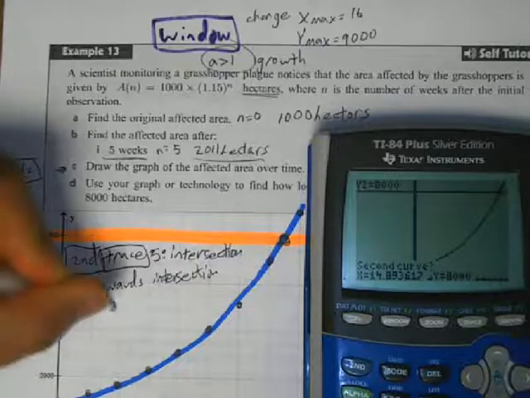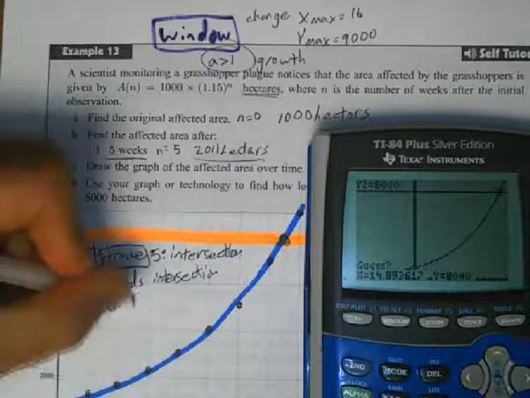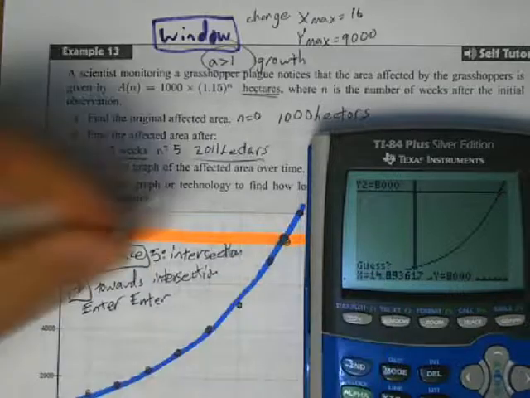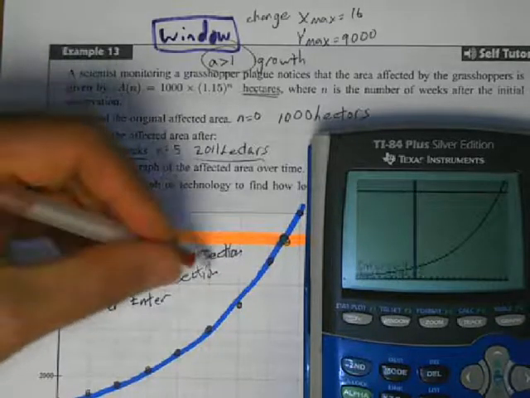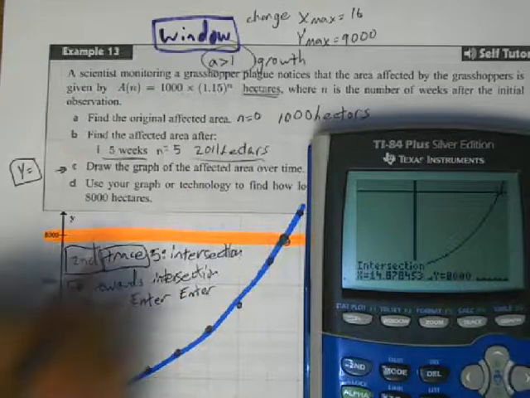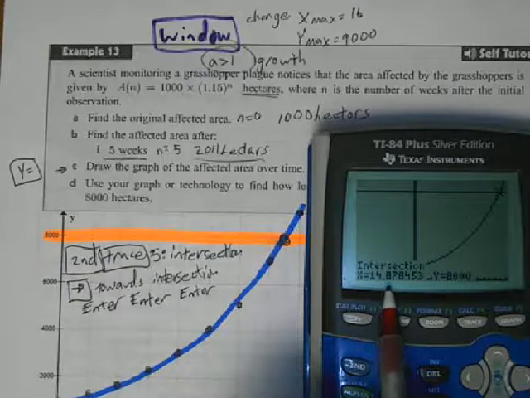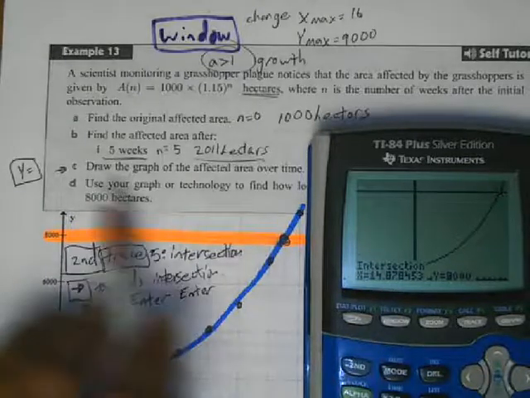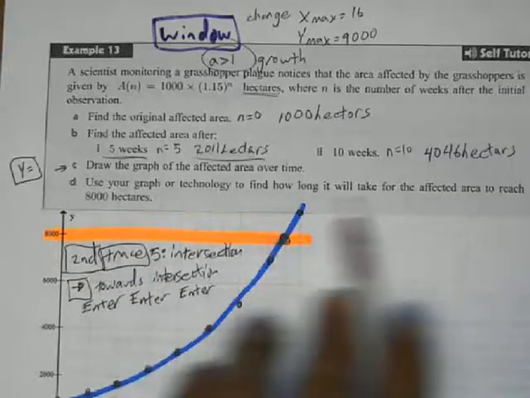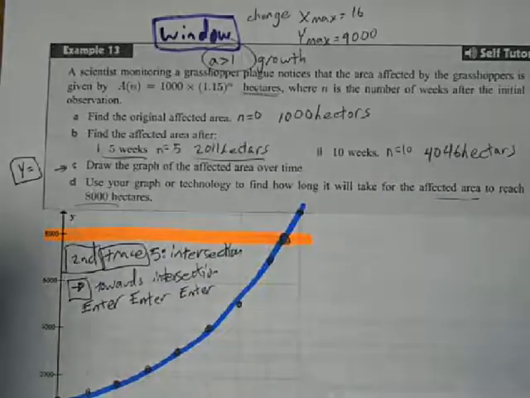And then it says second curve. We got 8,000. I hit enter. And then it says guess. I hit enter. And the answer is after 14.9 weeks, our affected area is 8,000 hectares.